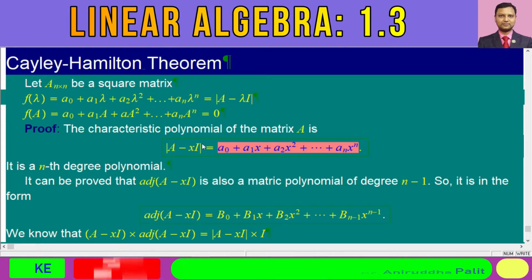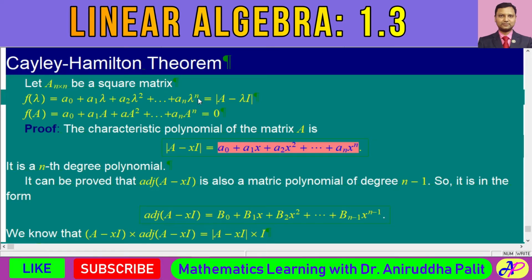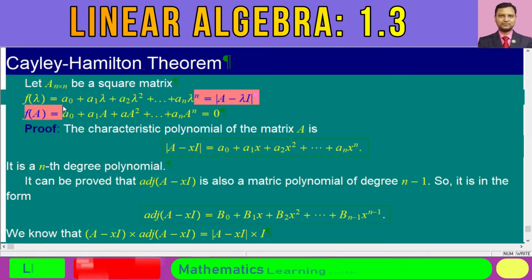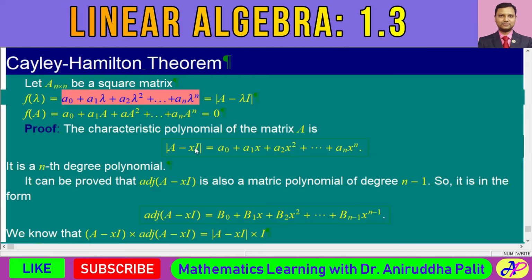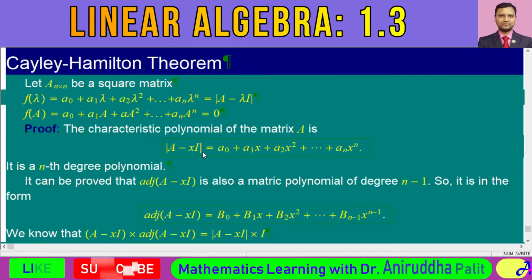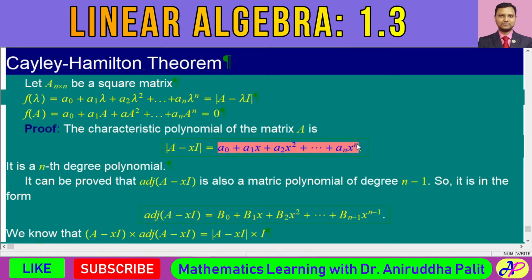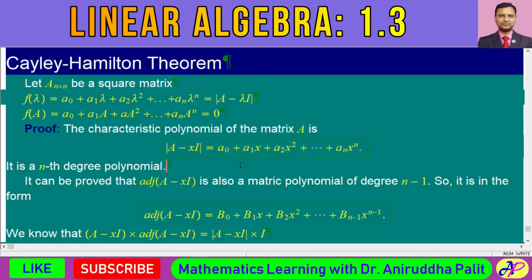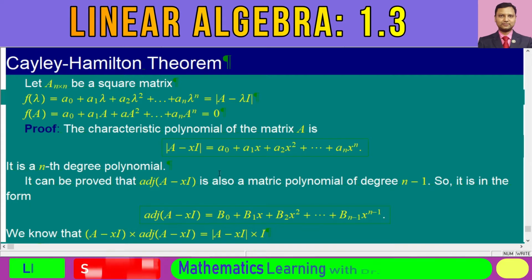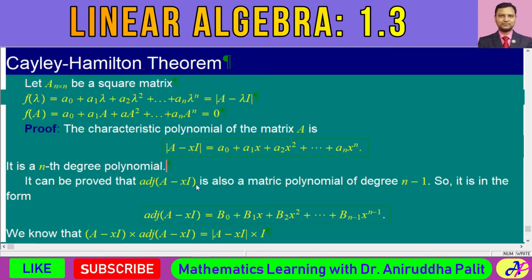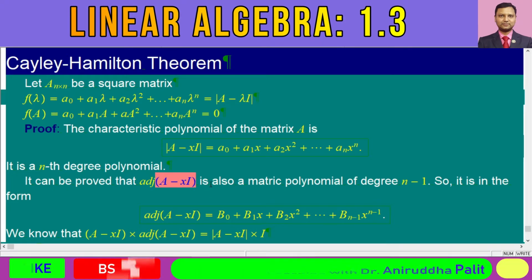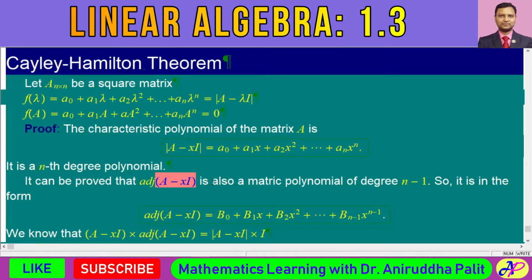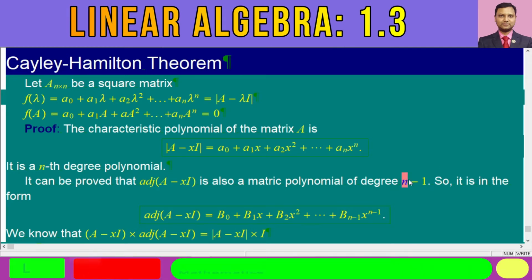I am writing this expression in terms of small x, in order to avoid repeatedly typing lambda, because typing lambda on the keyboard is a bit difficult. So in place of lambda I am writing x. Over here this is a polynomial of degree n, and it can be shown that the adjoint of this matrix A minus x into I is also a matrix polynomial, and its degree would be n minus 1.